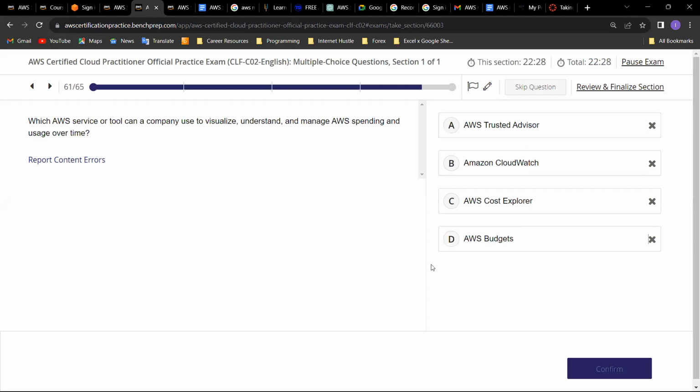Which AWS service or tool can a company use to visualize, understand, and manage AWS spending and usage over time? Wow, see the way the answer came, boom. Nice.